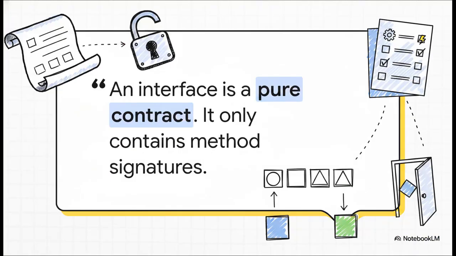Our sources give us a really clear rule here. An interface is a pure contract. It only contains method signatures with no implementation. While an abstract class might give you a mix of some normal methods with code and some empty abstract methods, an interface is 100% empty. It is purely a list of rules. It says, if you want to be part of my system, you absolutely must possess these specific behaviors.